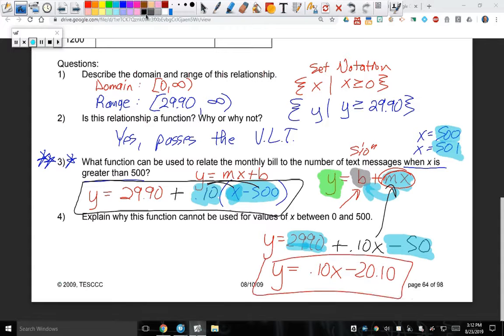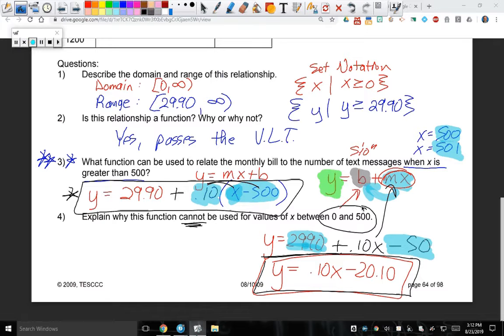Now look, this right here that I'm boxing is the same equation as this. Just one looks like it's in point slope form or with parentheses, and the other one looks like what you learned in Algebra 1. But they both mean the same thing. Okay? Now, number 4 says, explain why this function, the function that we just found, either of them, cannot be used for values between 0 and 500. You can't use this for between 0 and 500. You can use it for after, but you can't between 0 and 500. Why?